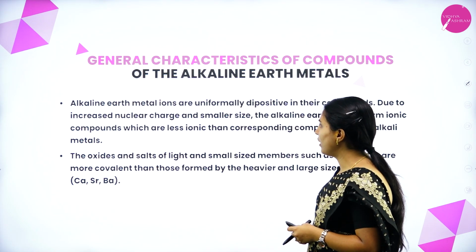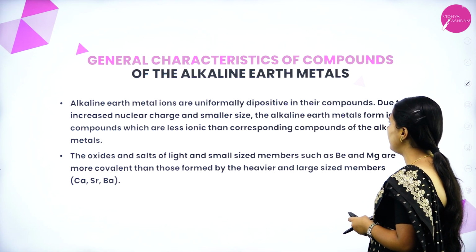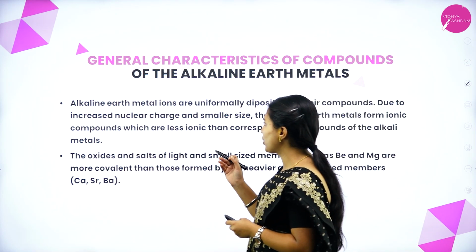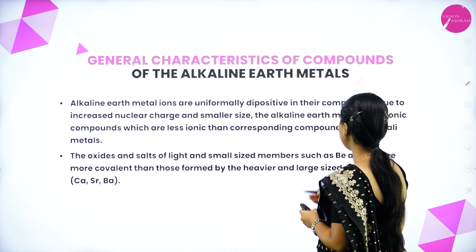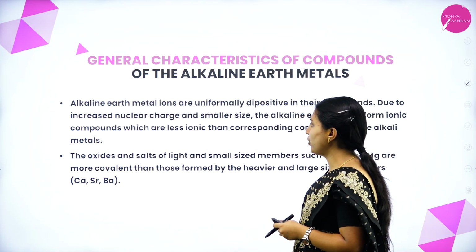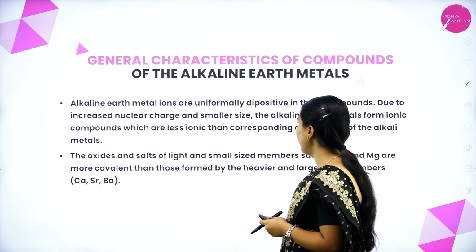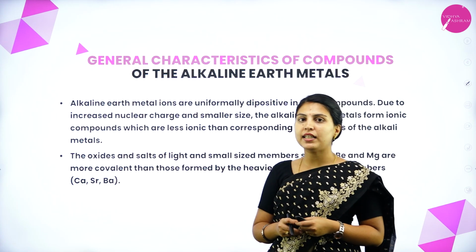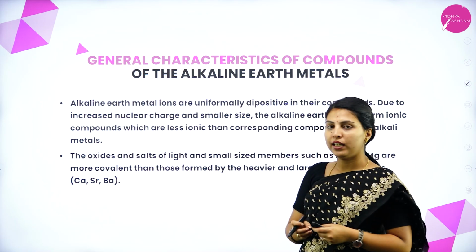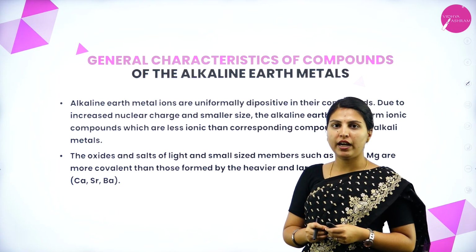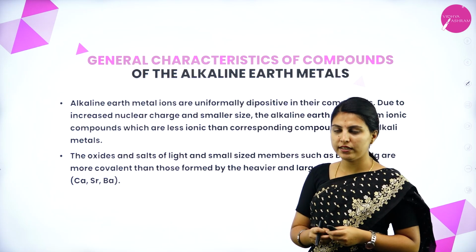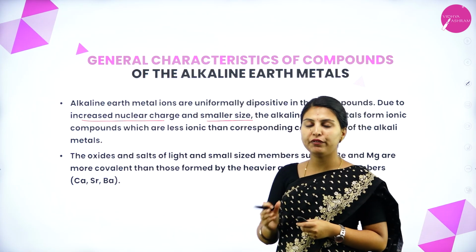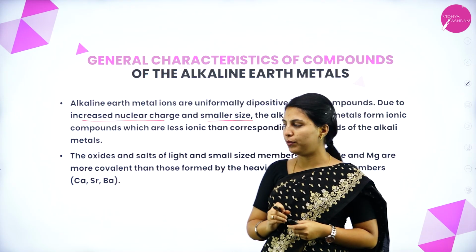Alkaline earth metal ions are uniformly dipositive in their compounds. Due to increased nuclear charge and smaller size, the alkaline earth metals form ionic compounds which are less ionic than the corresponding compounds of the alkali metals. Alkaline earth metals have dipositive ions, that is M2+. Due to increased nuclear charge and smaller size, they form ionic compounds.